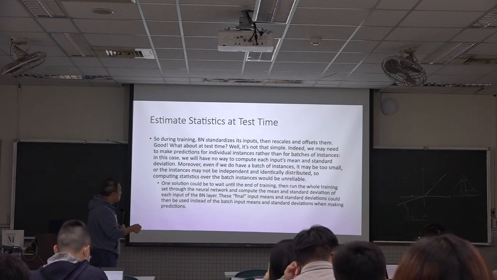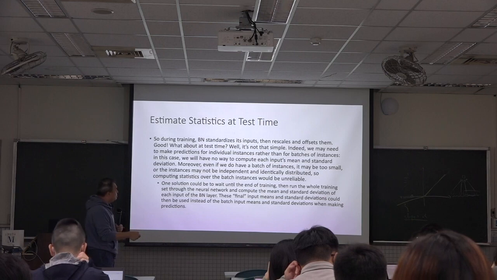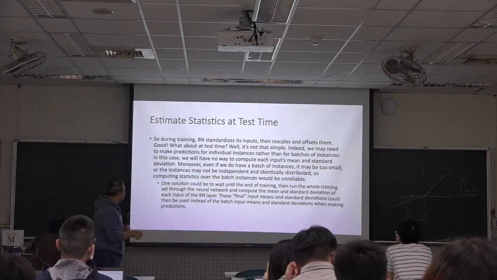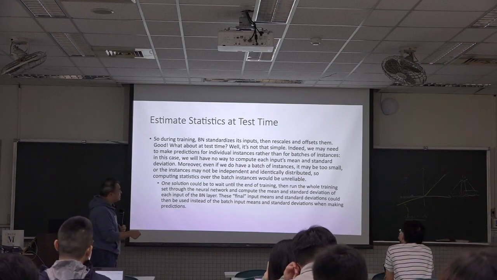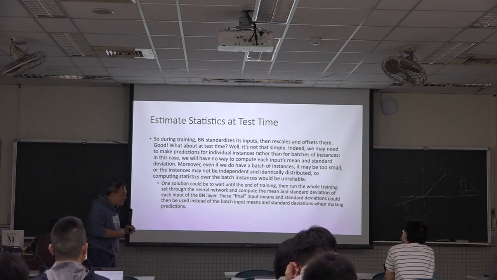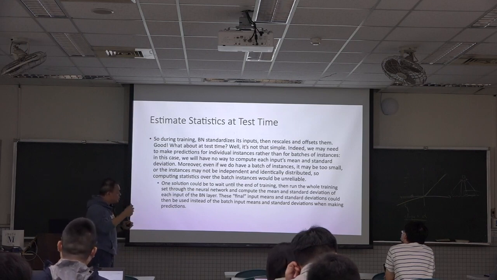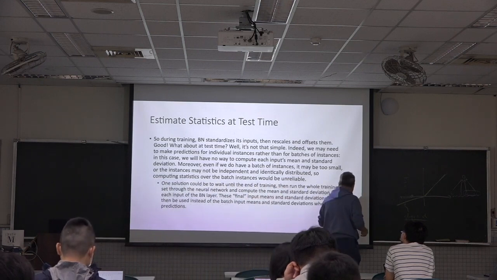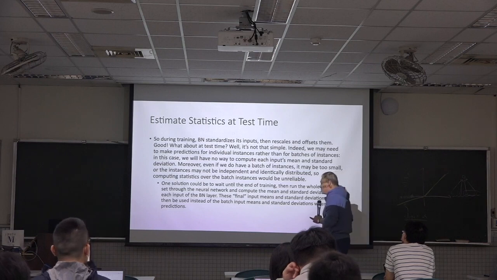Moreover, even if we do have a batch of instances, it may be too small. The instances may not be independent and identically distributed. It's not IID, so computing statistics over the batch instances would be unreliable. So what do we do? One solution is, after we finish the training, we run the network through the whole training set to compute the mean and the standard deviation for the whole data set. Then we use this final average and standard deviation for future inference, for the predictions. This is one way.